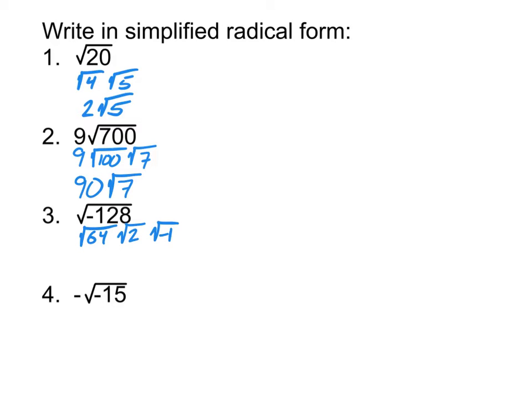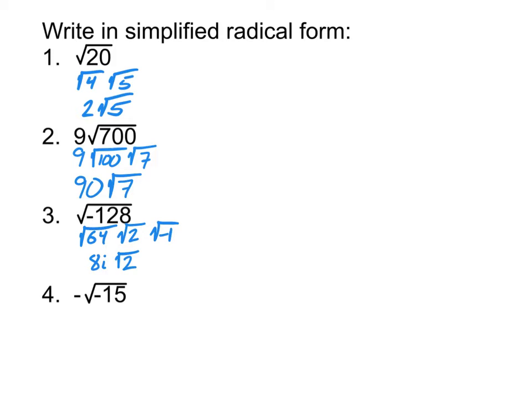Square root of 64, of course, is 8. The square root of 2 just stays the square root of 2. And the square root of negative 1 is i. And remember, I do like to write the i before the square root. It's better form than leaving it hanging on the end.